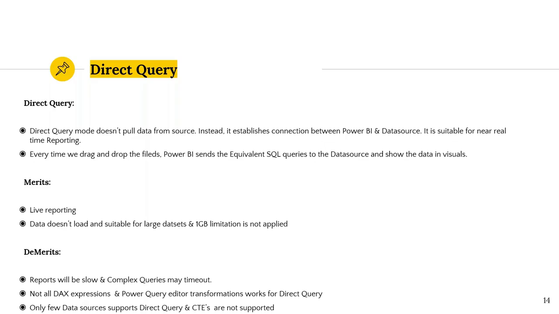In import mode, if you try to load data to Power BI, it will load everything and store it in Power BI Desktop. It means it just copies everything. Direct query mode will not load data. It will just establish a connection from Power BI Desktop to your sources. That is what I have written here. Direct query doesn't pull data from sources. Instead, it will establish a connection between Power BI and the data sources. It means the connection will be established, and the data will just reside in the source itself.